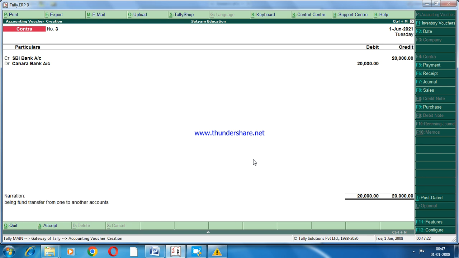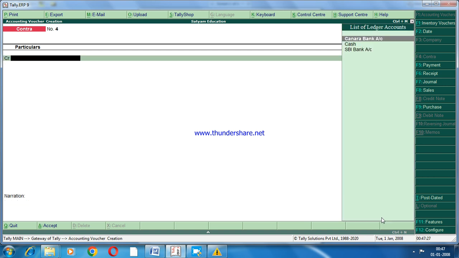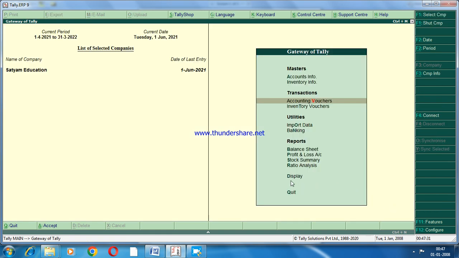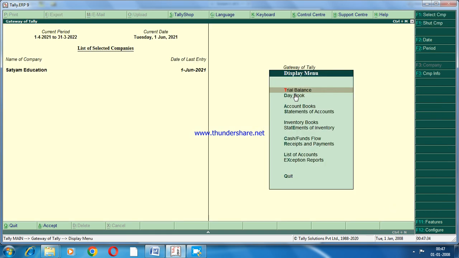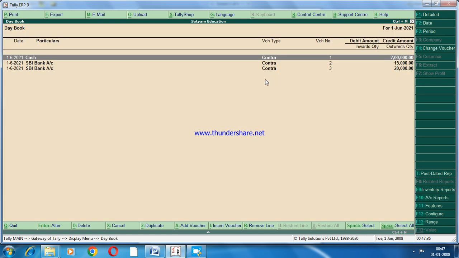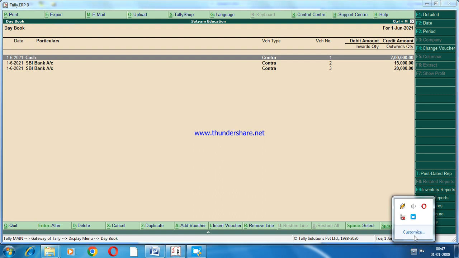Like this, we create the voucher entries for Contra. Suppose you would like to see the entries you have made, go to the Display option and click on Day Book. Here you can see the three entries we have created have appeared. These steps are commonly applied for creating the Contra voucher in Tally ERP 9. I think you understand better. I will meet you again in the next class.